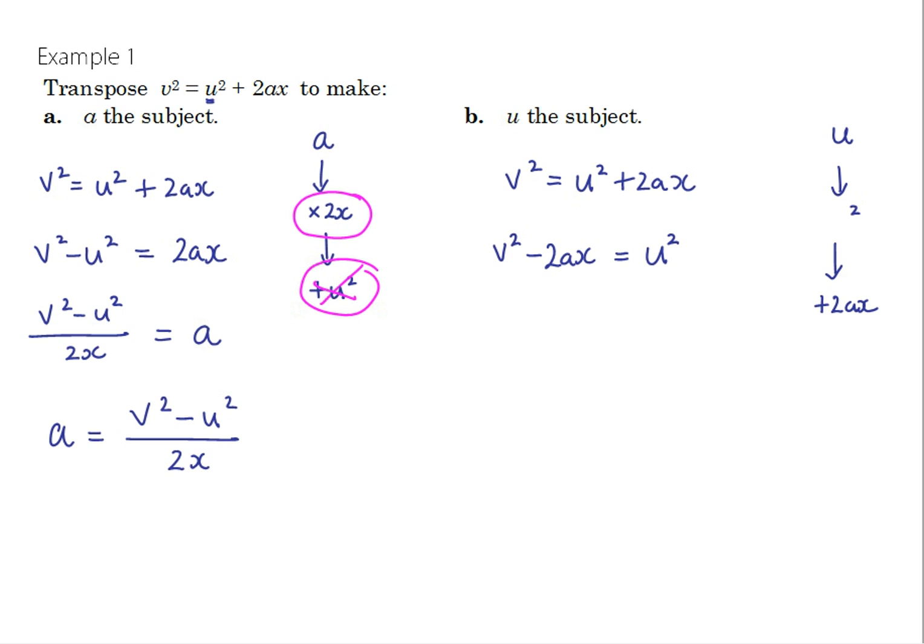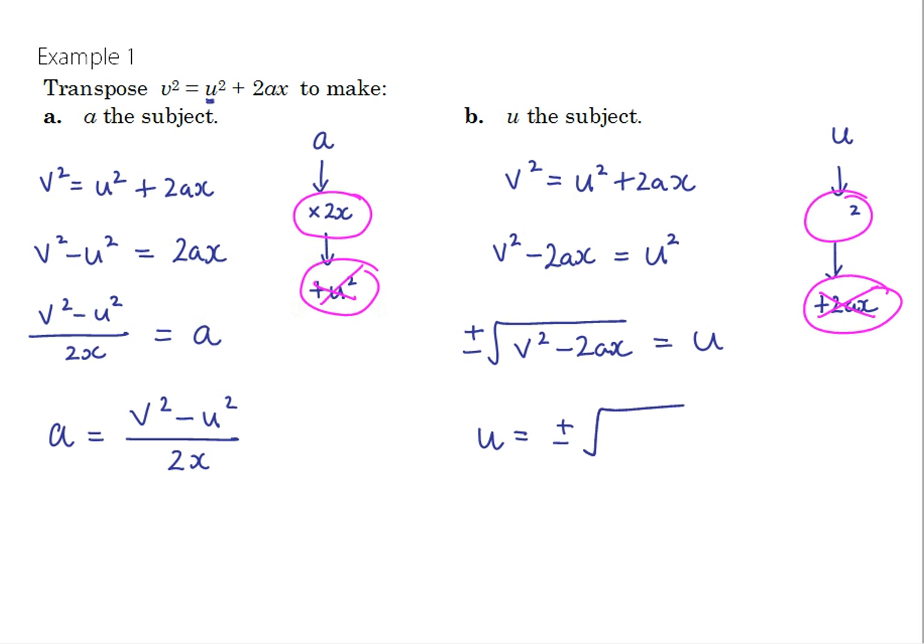Now we wish to take the square root of both sides of this equation. We've undone the 2ax, so now we want to undo this. The opposite of squaring both sides is to square root both sides. Now we need to be careful: whenever we take a square root, we could have positive or negative. So positive or negative square root of v squared minus 2ax equals u. So making u the subject again, u is positive or negative square root of v squared minus 2ax.